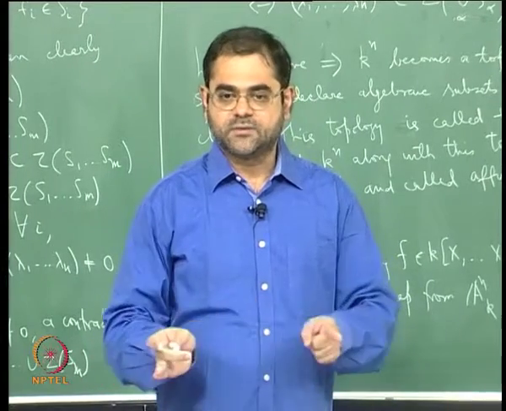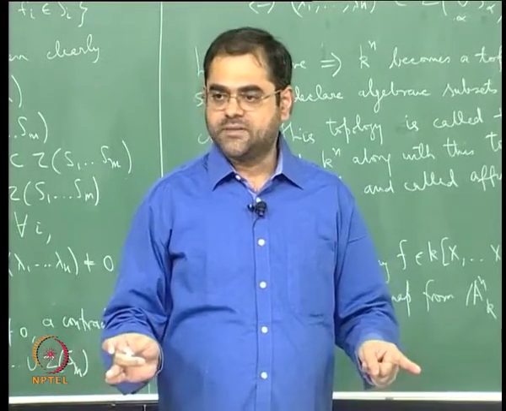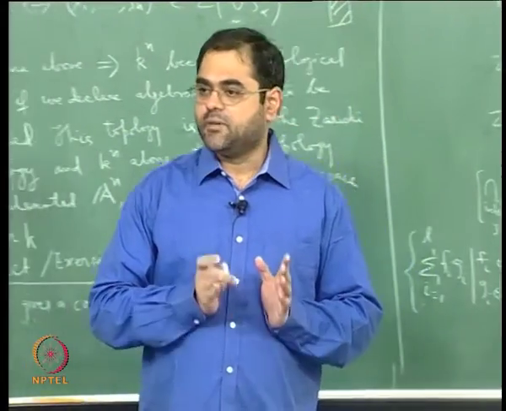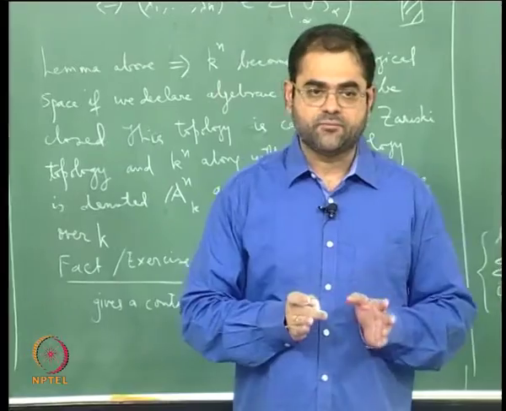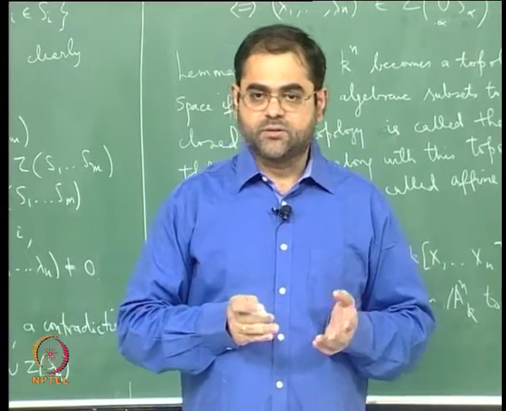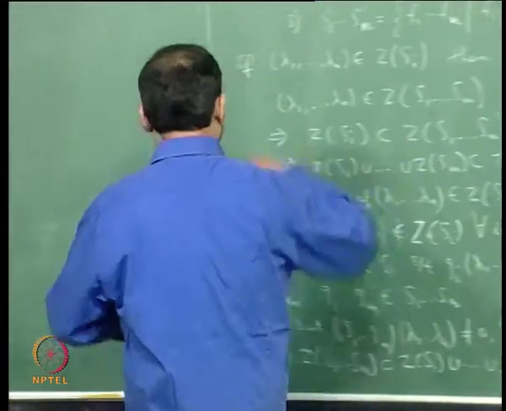I mean you are looking at zeros of only finitely many polynomials, and this fact follows from the so called Hilbert basis theorem or Emmy Noether's theorem, which is one of the fundamental theorems that you study when you study Noetherian rings in commutative algebra. So let me recall that and write that down.